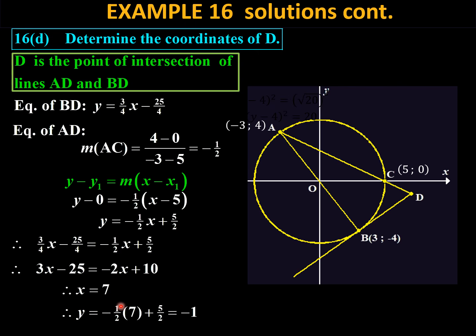To work out the y, now I can substitute the 7 either into this equation or that. It doesn't matter which one. And there we have the coordinates of D. Right? So just a reminder again, if you want coordinates of a point, always ask yourself those two questions. Where is the point? And then where else is the point? And then you use those two to find the coordinates of D.